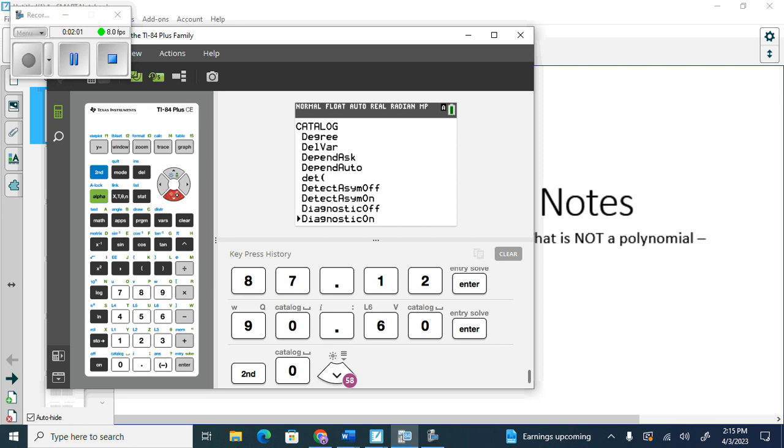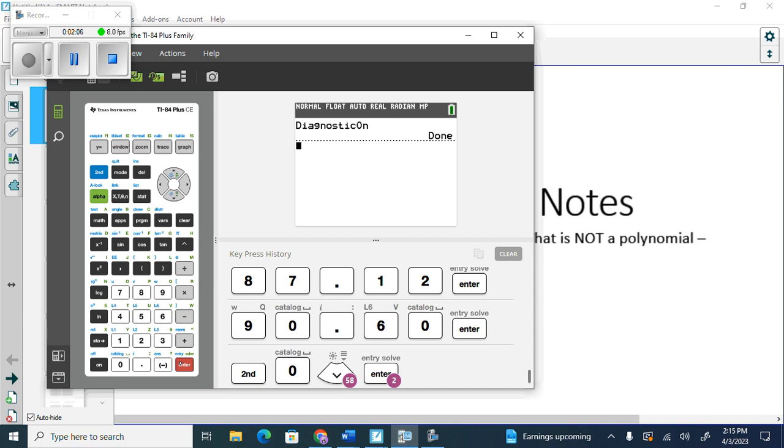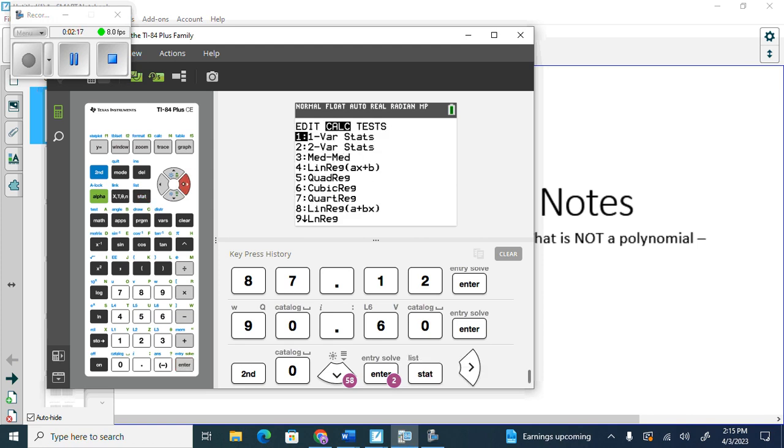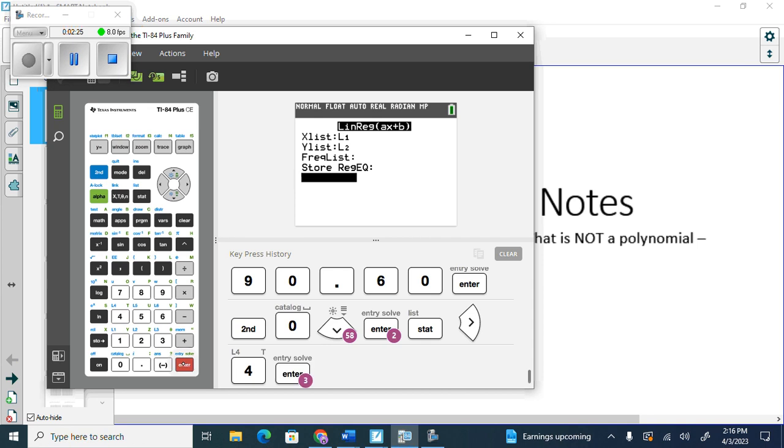So diagnostic on, you hit enter, and then you have to hit enter because it has to say done. You'll see more data when you go find your equation now. So let's try it again. How did we get the actual equation? We went stat, calc, and we picked 4, 5, or 6, because that's all we have in this unit: linear, quadratic, or cubic. It said linear, so we picked linear, and then we hit enter till it calculates. Now we have more stuff in our table. Do you see that? There's more stuff below your equation.